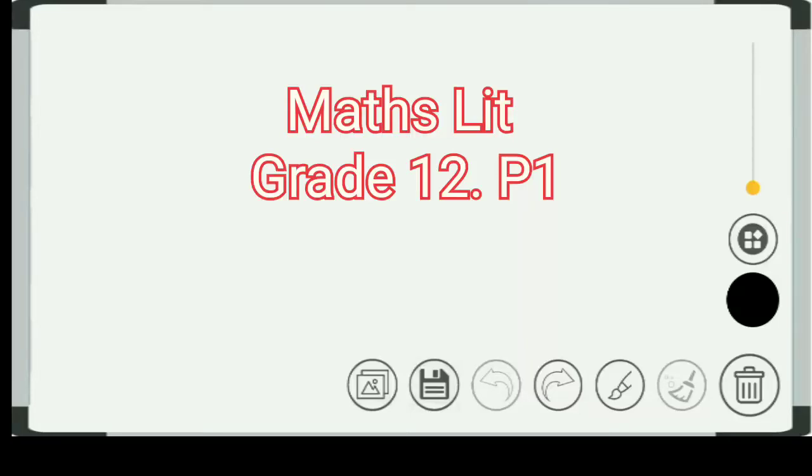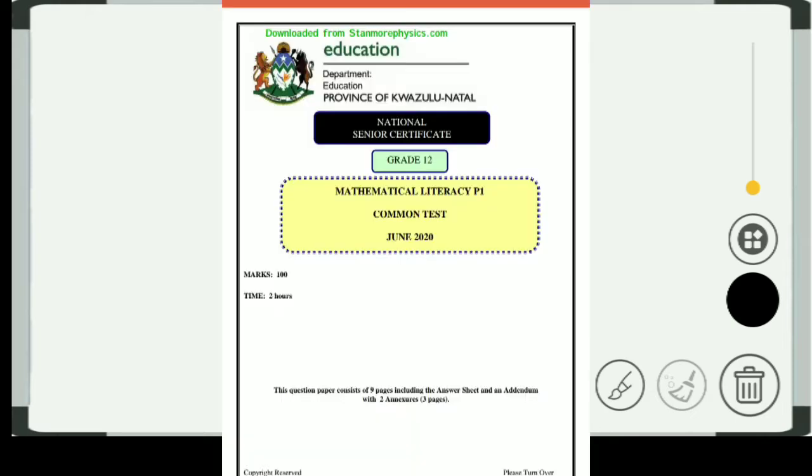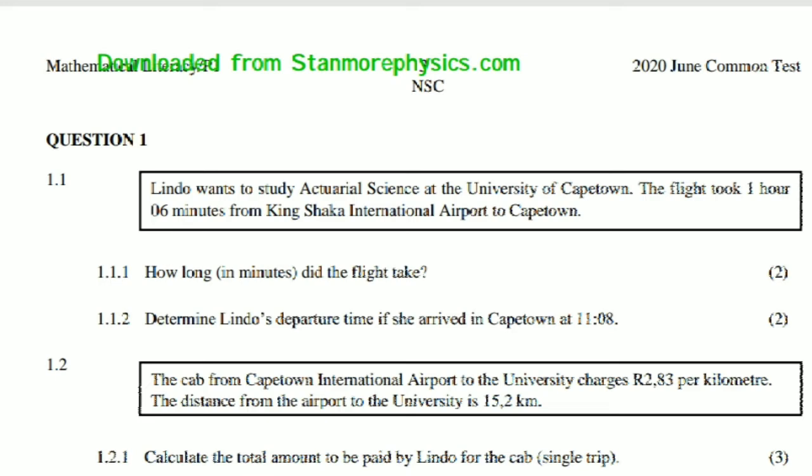Today we're going to talk about the question paper, which is Maths Lit paper 1. The question paper is from KZN. It was a common test in June 2020. So we're going to answer each and every question here, but this is only part 1. We're going to answer question 1. So we start with question 1.